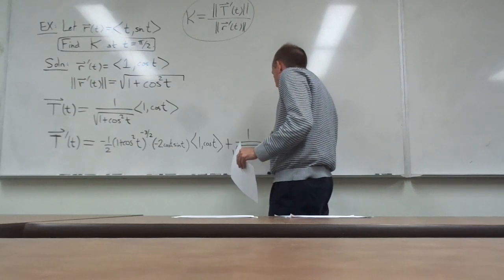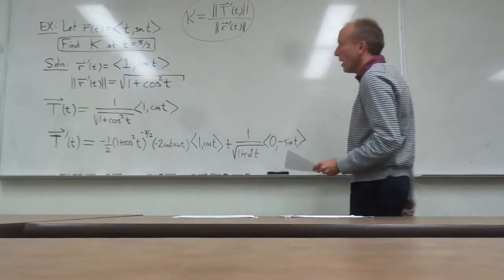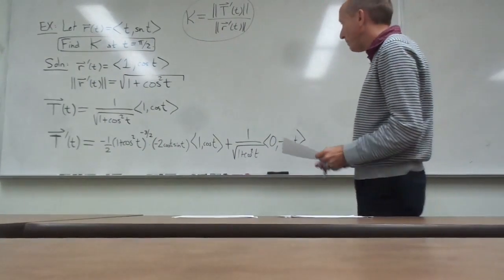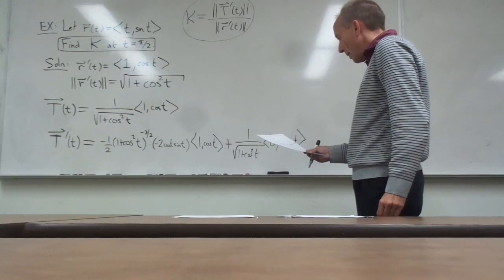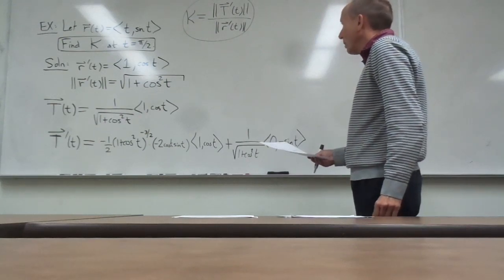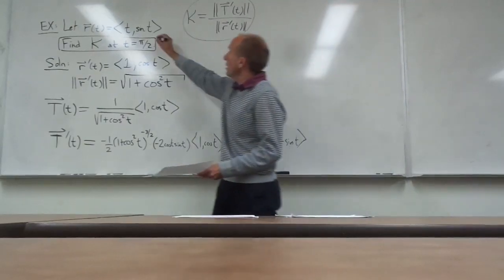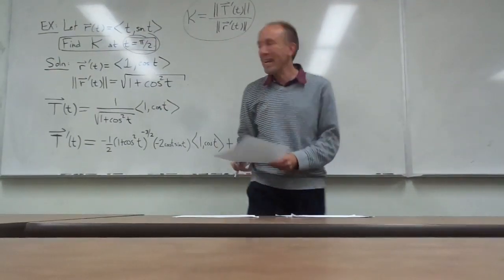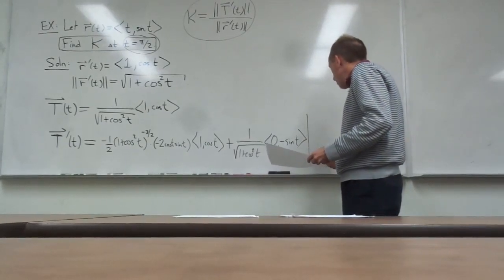So it's a little bit messy. The derivative of the second part would just be 0 and negative sine of t. So we get something that looks kind of like that. And what we can do now is plug in our time. We've taken all of the derivatives that we need. We can plug in our time, which is pi over 2.